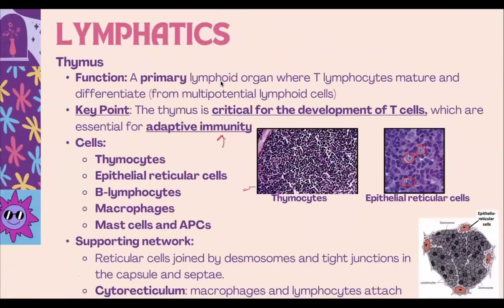We also have B lymphocytes in the thymus, they can come there. You can have macrophages, mast cells, and APCs. APCs are antigen-presenting cells. For the supporting network, as I mentioned, in lymphatics it is made by reticular cells, type 3 collagen. They are joined by desmosomes and tight junctions, and they form the capsule of the thymus, and then the capsule goes down to form the little septa. There's also something called cytoreticulum, which is where macrophages and lymphocytes attach. And this is pure memorization.